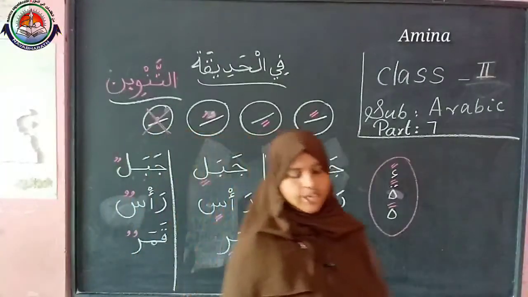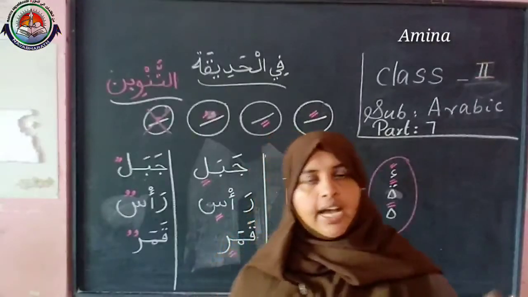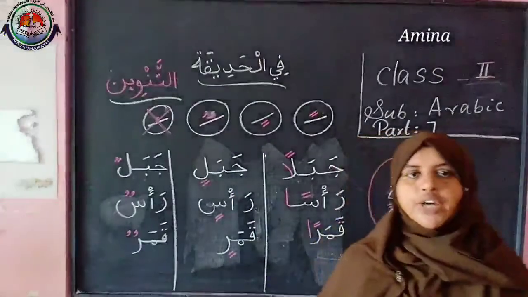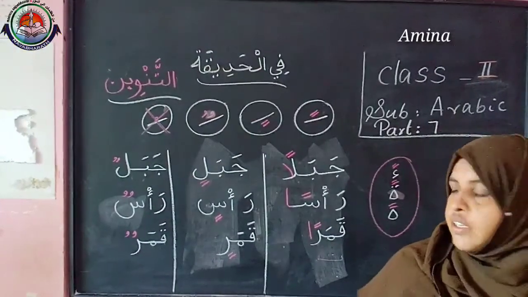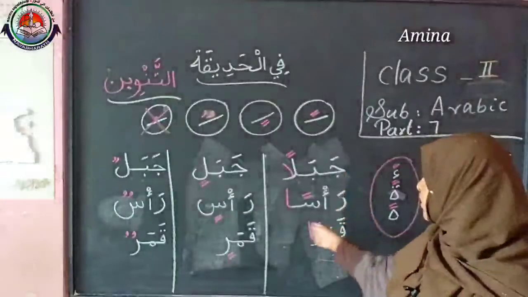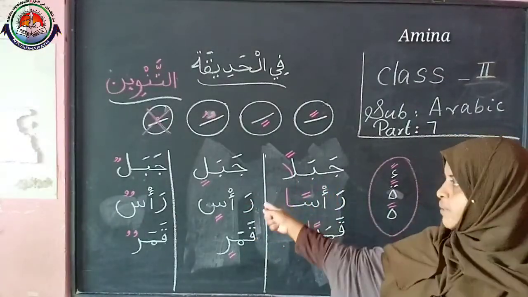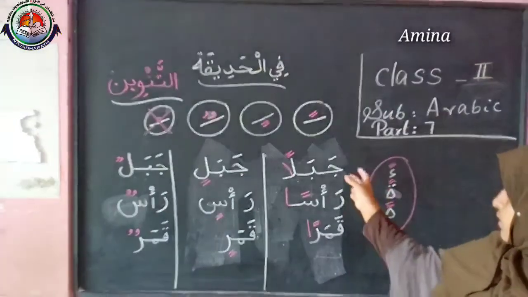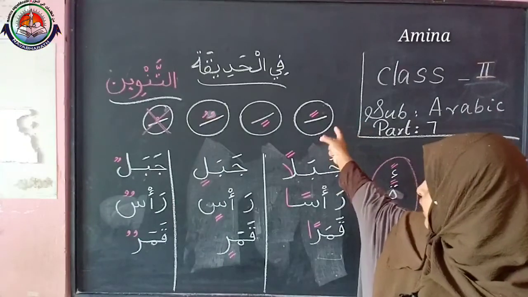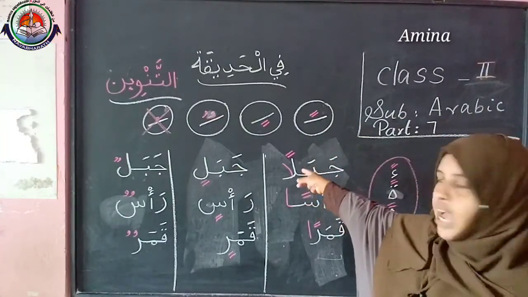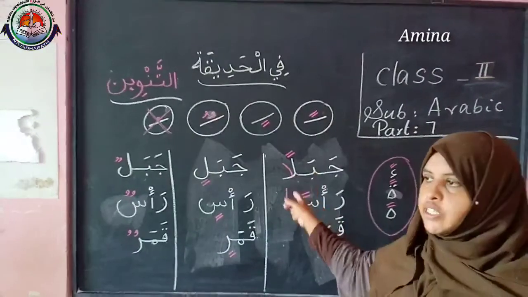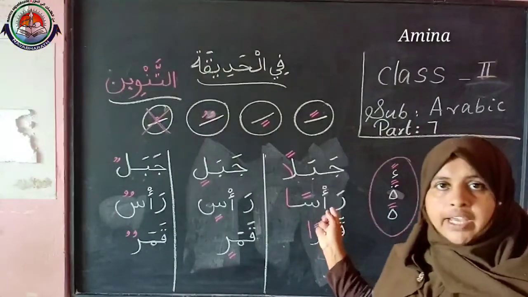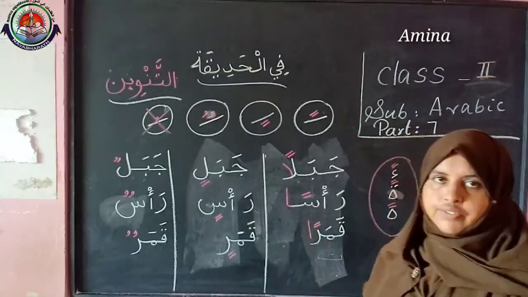Okay children, you have to write all the Arabic alphabets with this symbol, with tanween, and you have to learn to read properly these six words also. Jabalan, jabalin, jabalun, and identify the difference between them. Tanween fathatani, double fatha, will be with alif. Okay, most of the letters will be with alif, but some letters will not be with alif.